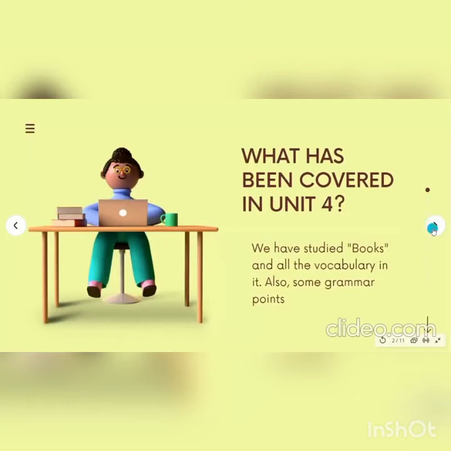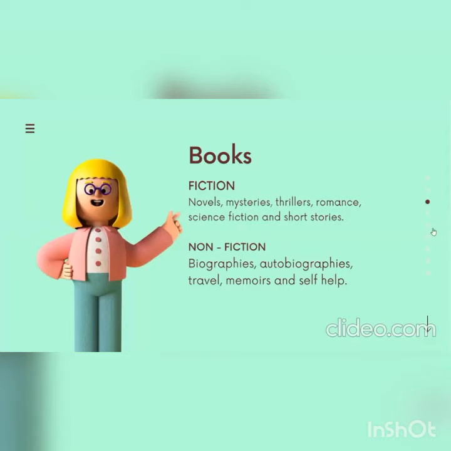Unit 4. What has been covered in Unit 4? We have studied books and all the vocabulary in it, also some grammar points. Books. As we know, there are two kinds of books. We have fiction and non-fiction. Fiction are novels, mysteries, thrillers, romance, science fiction, and short stories. On the other hand, non-fictions are biographies, autobiographies, travels, memoirs, and self-help.